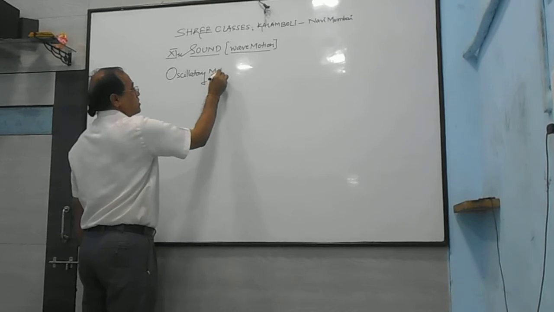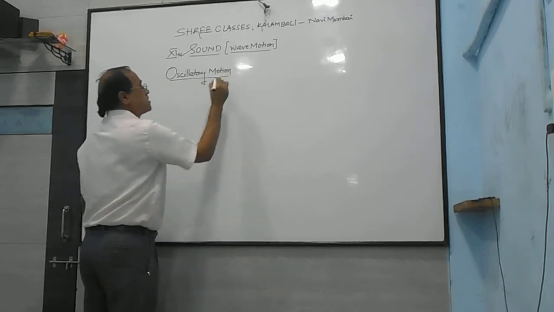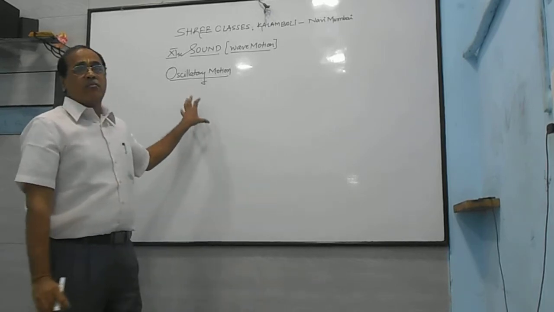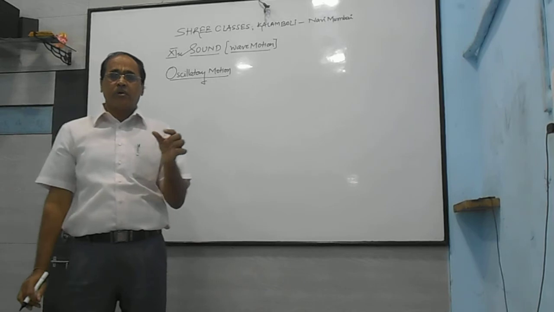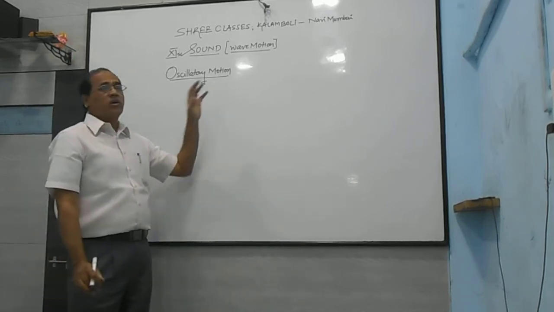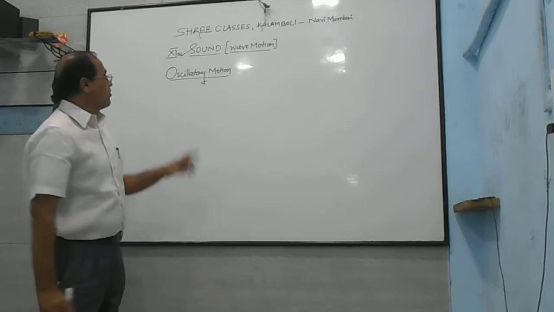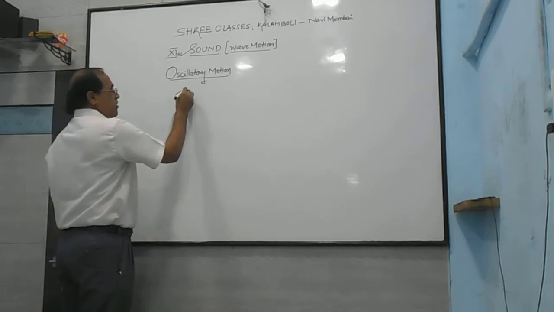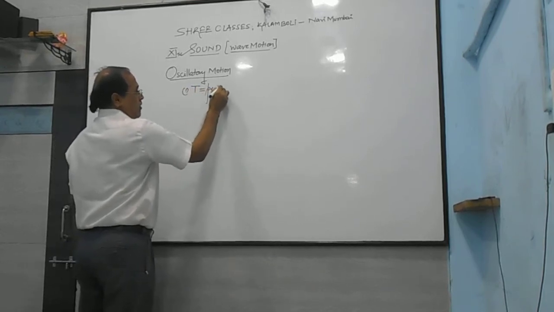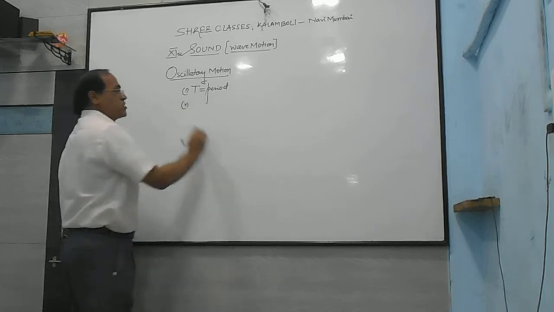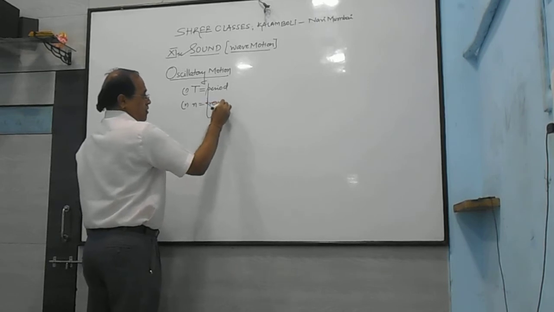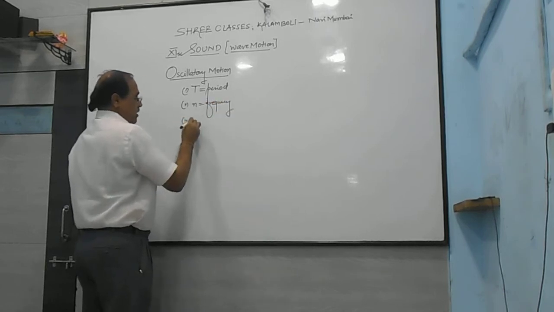Oscillatory motion is that motion which repeats after equal interval of time. That type of motion is called as an oscillatory motion. Means every equal interval of time, the motion repeated. This can also be called as a periodic motion. Therefore, oscillatory motion have some characteristics: first, period T; second, the frequency; and third, amplitude.